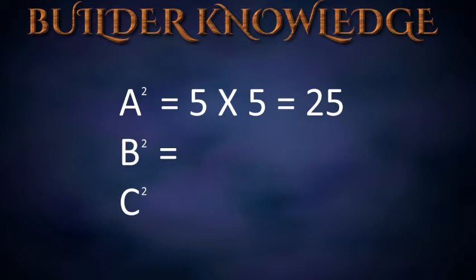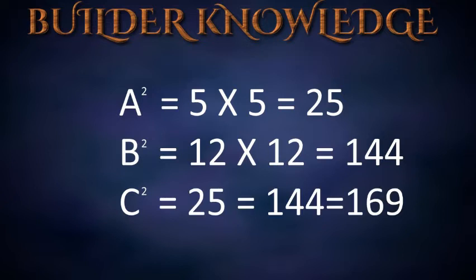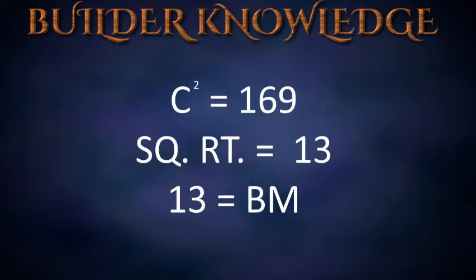So we will take the 5-inch rise and times it by itself. 5 times 5 is equal to 25. We do the same for the unit of run. 12 times 12 is equal to 144. We then add them together. 25 plus 144 is equal to 169. Now we have our theorem. A squared is 25, plus b squared, which is 144, equals c squared, which is 169. Then find the square root of 169, which is 13. 13 is our bridge measurement.